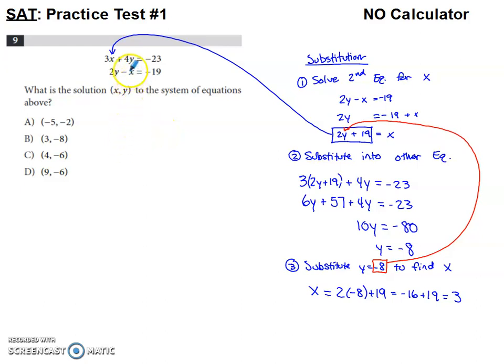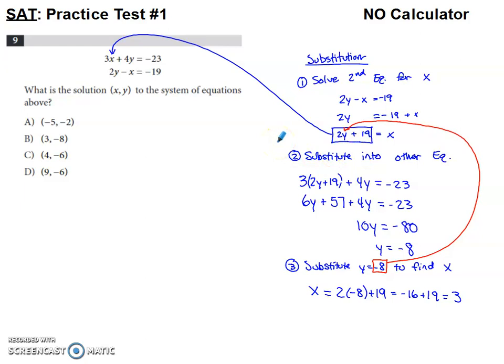So I noticed that this x had a coefficient of -1, and that's why I wanted to go ahead and isolate that x. So I added the x to the right hand side, I added the 19 to the 2y, and I figured out that x was equal to 2y plus 19. So I'm going to be able to substitute the x in the opposite equation out for what I just figured out x is equal to.